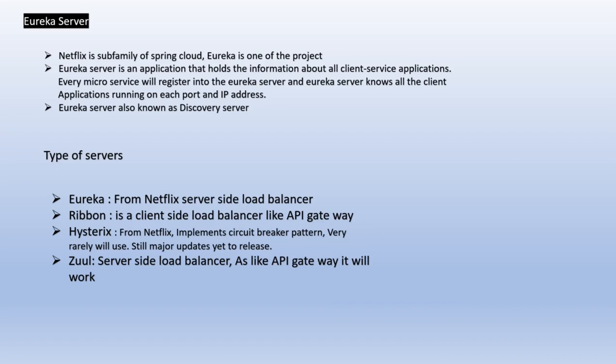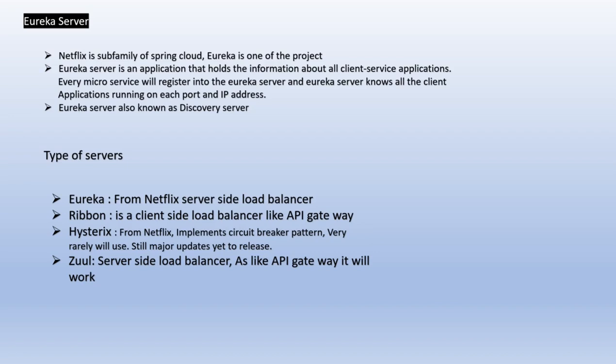Like Eureka, many servers are identified from the Spring Cloud family, such as Eureka, Ribbon, Hystrix, and Zuul. So Eureka we discussed, and Ribbon is a client-side load balancer like API gateway. So we are using API gateway, or else if you want to use Ribbon, we can use it. It's a client-side load balancer, whereas API gateway acts as both client side and server side. But Ribbon is especially developed as a load balancer for the client side.